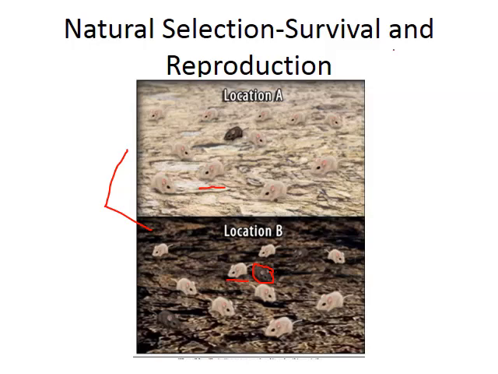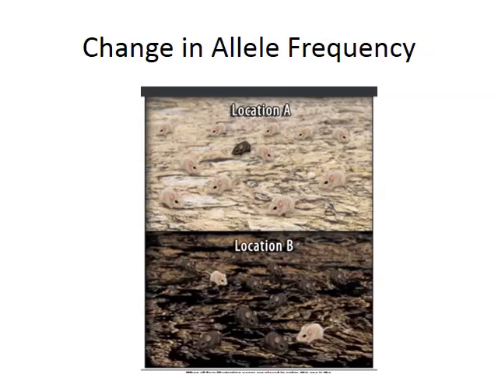Populations evolve when they are exposed to new environmental conditions, and certain organisms are able to survive and reproduce. Those that reproduce pass on advantageous traits. So over time, certain traits become more common, or the allele frequency changes. As you can see here, at location B, the allele frequency of dark mice increased over time because they are more likely to survive.